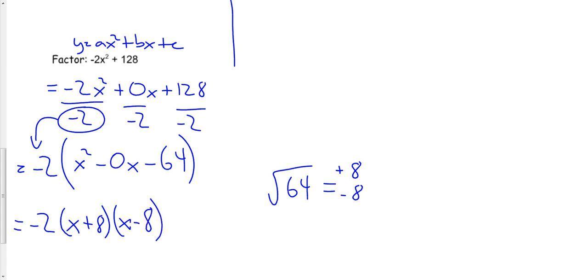Okay, so in terms of warming up to get ready for looking at finding the zeros, those are some of the skills that we have to have. Being able to factor, being able to expand, and being able to convert from vertex form into standard form.